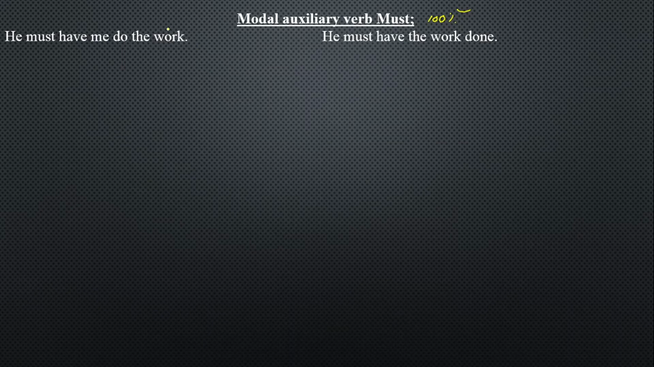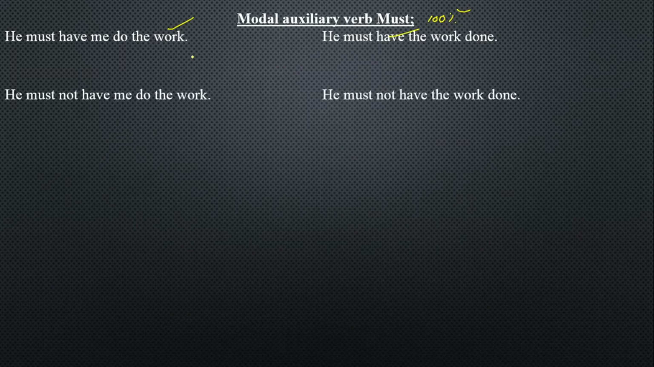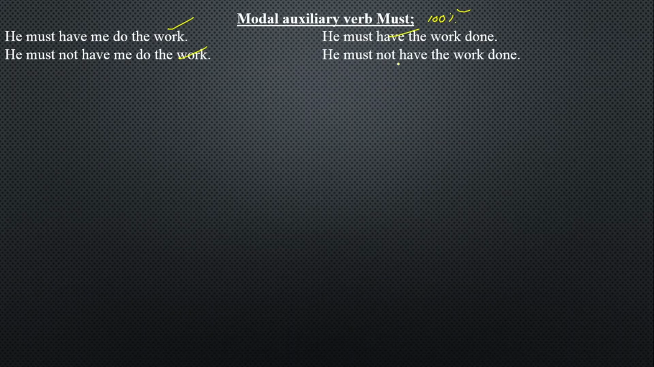Next, we have got the modal auxiliary verbs, and the first modal auxiliary verb is used for 100% possibility of an action. He must have me do the work. He must have the work done. He must not have me do the work. He must not have the work done.